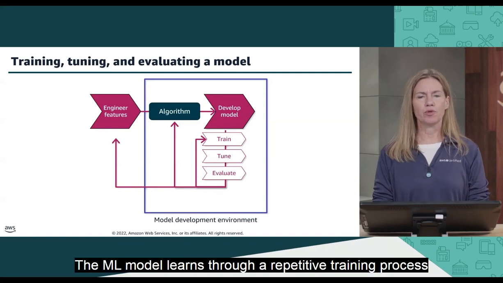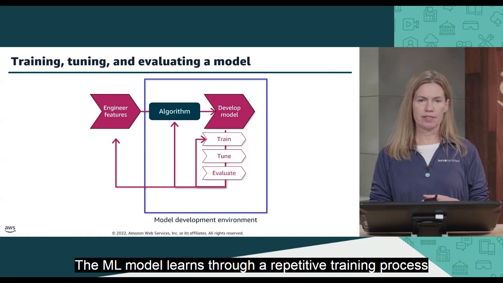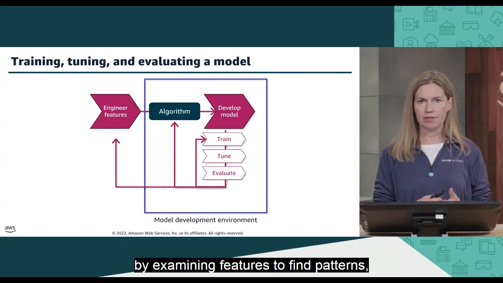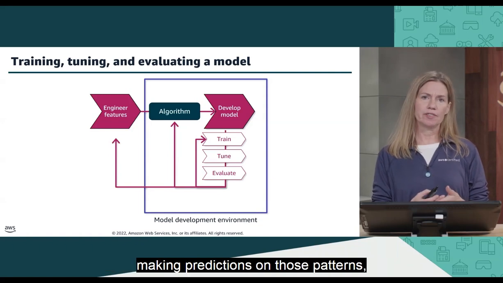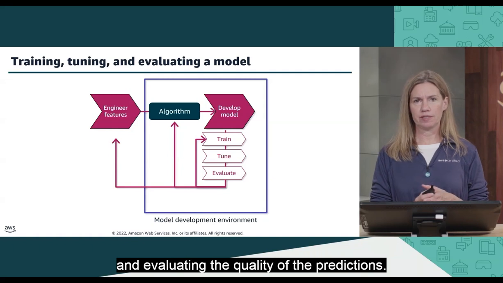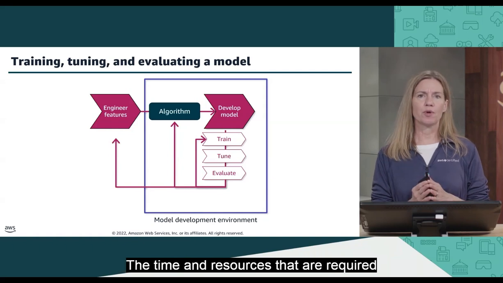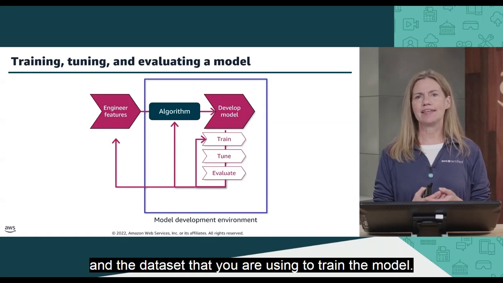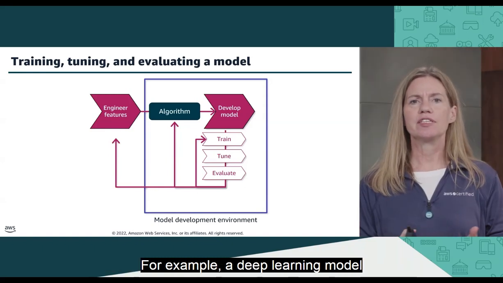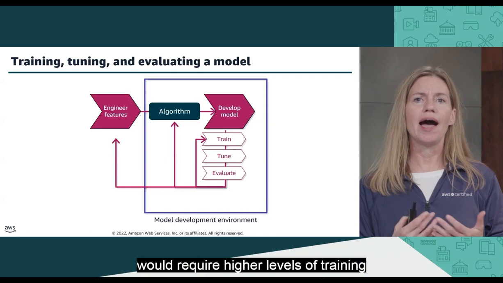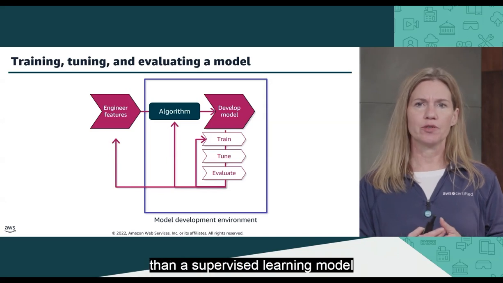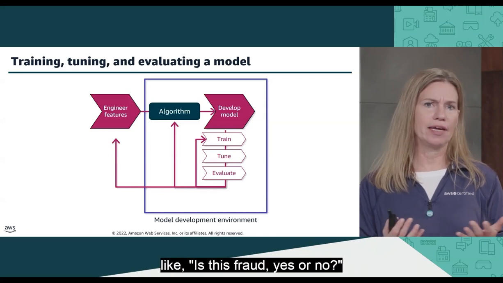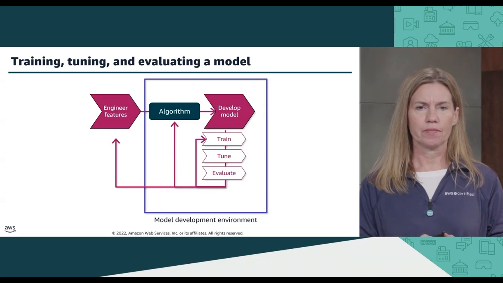The ML model learns through a repetitive training process by examining features to find patterns, making predictions on those patterns, and evaluating the quality of the predictions. The time and resources that are required to train the model are related to the type of model you're running and the dataset that you're using to train the model. For example, a deep learning model would require higher levels of training than a supervised learning model that gives a binary prediction like, is this fraud, yes or no?